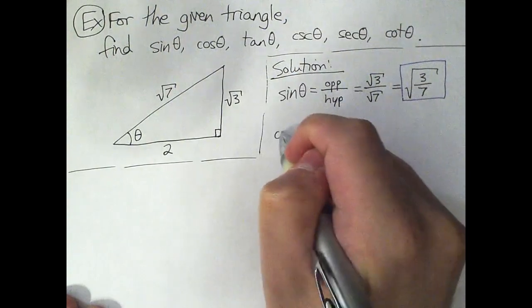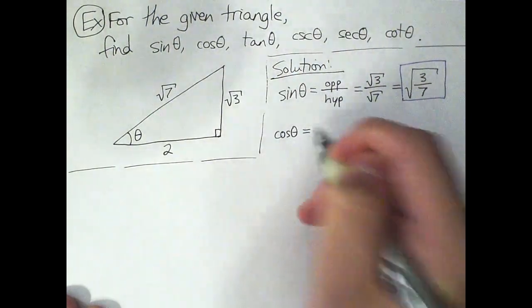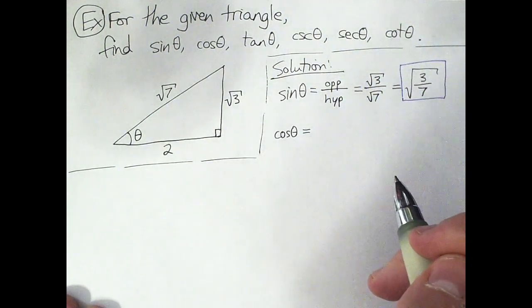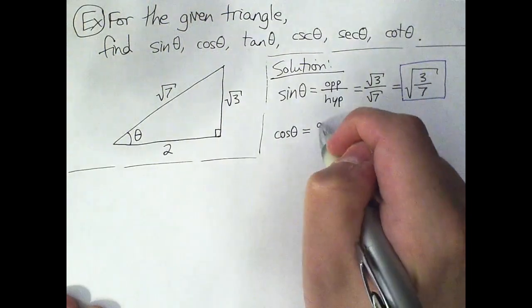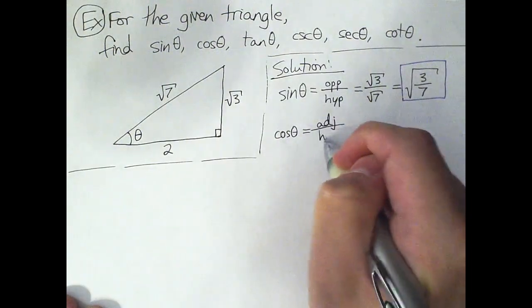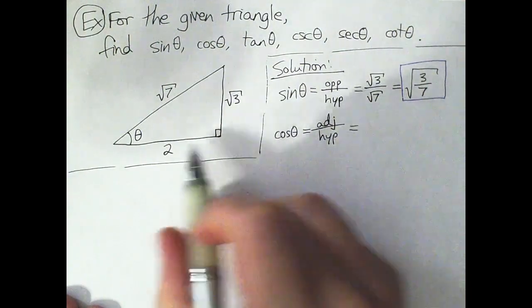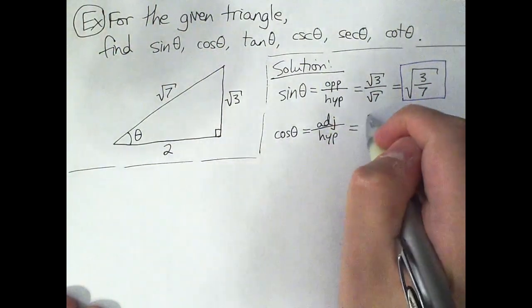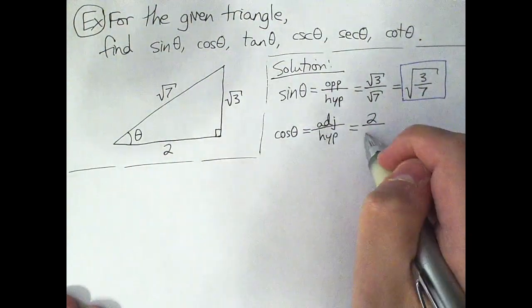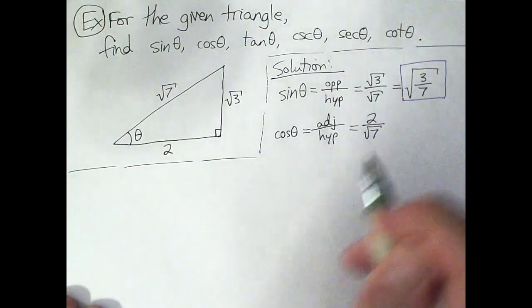Let's do cosine. Cosine of theta. Think back to those 6 formulas. This is adjacent over hypotenuse. Adjacent side length is 2. The hypotenuse is square root of 7. Let's not leave it like this, though.